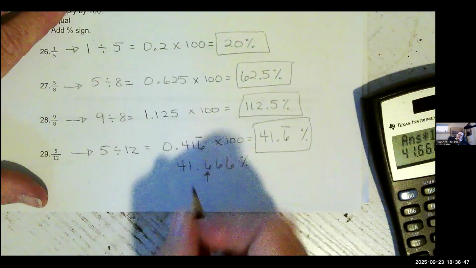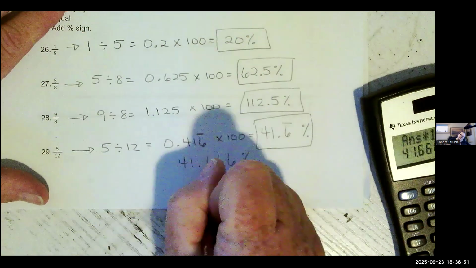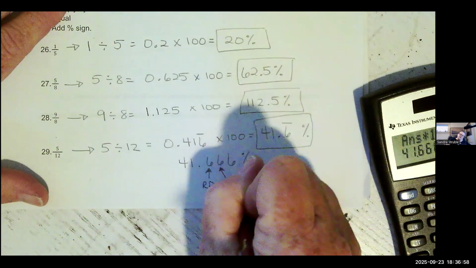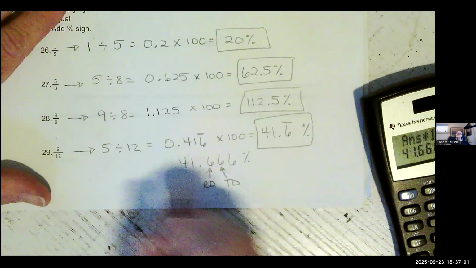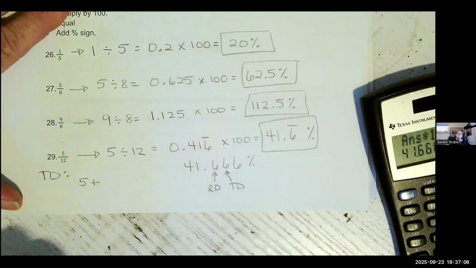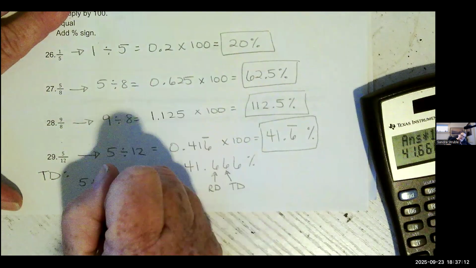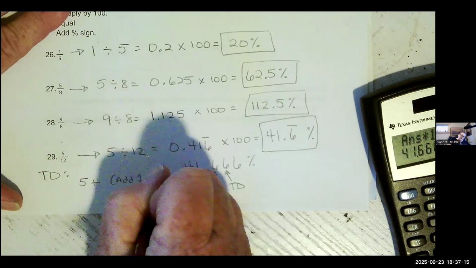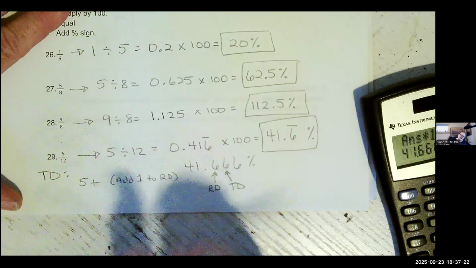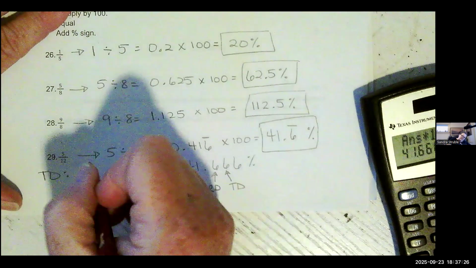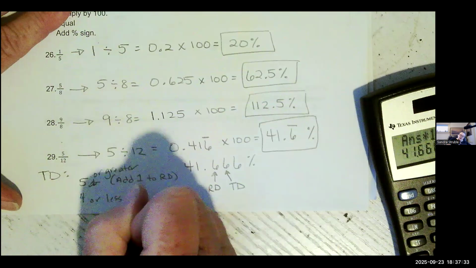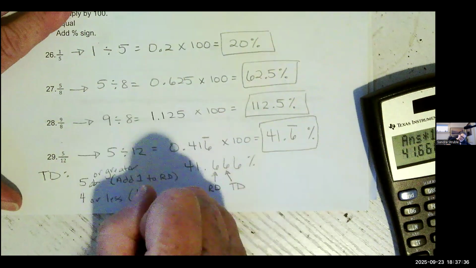When I explain rounding, that means that first 6 right here is called our rounding digit. The number directly to the right is called the test digit. If the test digit, so if TD, is 5 or greater, you're going to add 1 to the rounding digit. We could write that differently, I guess. If your test digit is 4 or less, you leave it as is. Leave it alone.